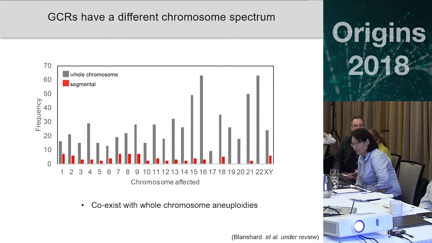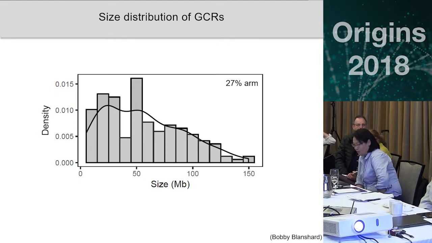That suggests to us that gross chromosome rearrangements and segmental aneuploidies have a very different origin than whole chromosome aneuploidies. I want to show the size distributions as well, and say that 27% of what we're looking at involves the whole chromosome arm. We're going down to about 5 megabases. That's our lower resolution cutoff that we're okay with saying something about for research genetics.